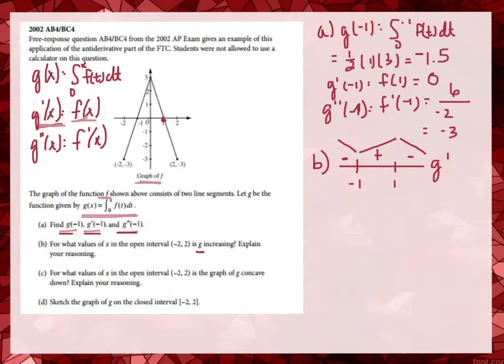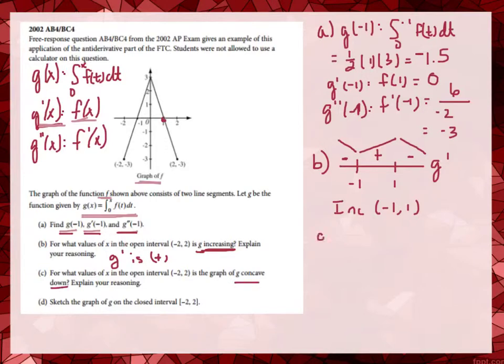And I want to know, when are you increasing? So you'd be increasing on the interval of -1 to 1. And then my justification for that would be that g prime is positive. Or you could also say something about f of x was above the x-axis. Then I want to know, when is g concave down?